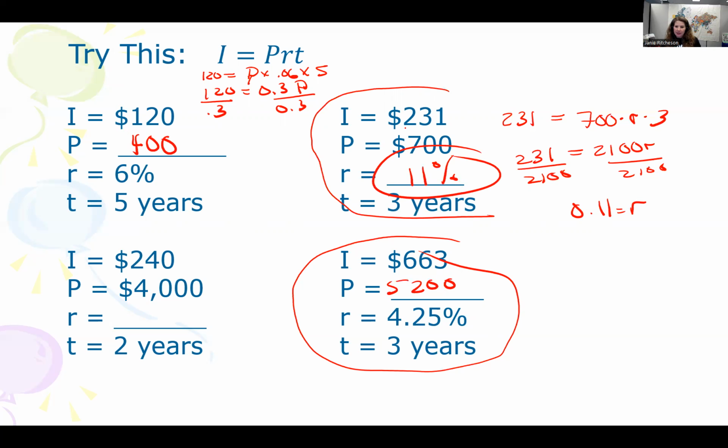All right. And then you figure out the last one, but I'll give you the answer so you can make sure you got it right. So the answer is 3%. So you figure out how I got that.